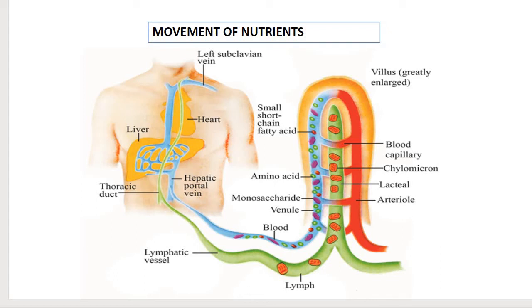When the food is absorbed in small intestine or in this villi region, after that we have to send this food to liver. Hame yahan liver mein us food ko bhejna hai. Ye liver ke andar food ko we have to send. Why we have to send it to liver? Let's understand this part first.